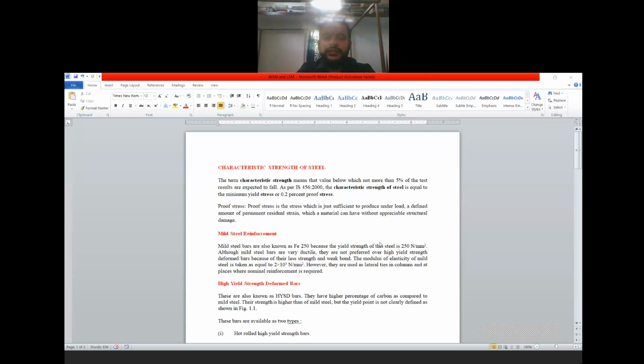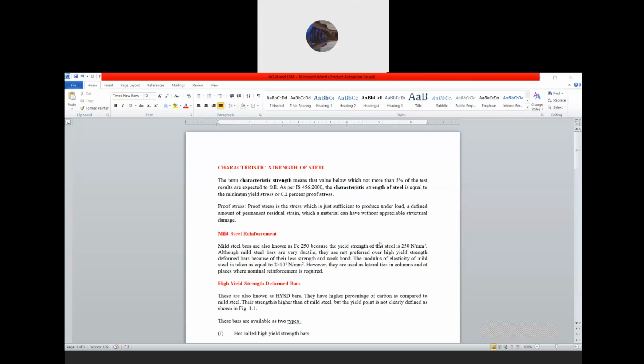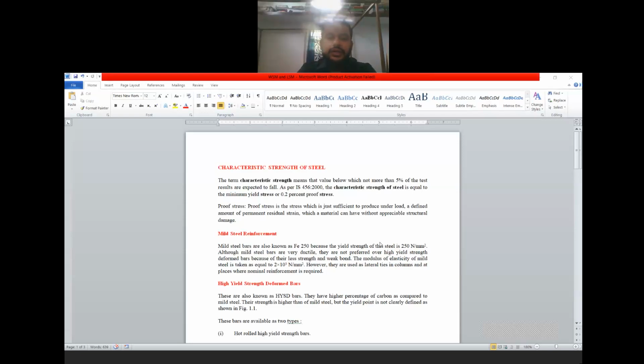In the last class, we discussed the characteristic strength of concrete. Now let us see the characteristic strength of steel. You can see in this file, the term characteristic strength means the value below which not more than 5% of the test results are expected to fail. The definition is exactly the same as for concrete.